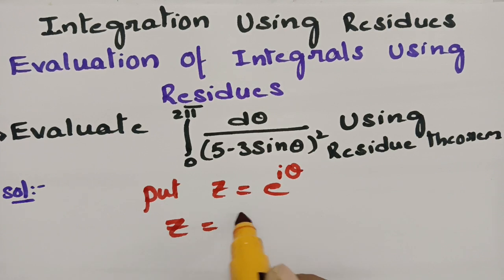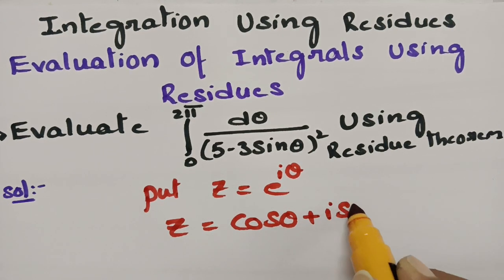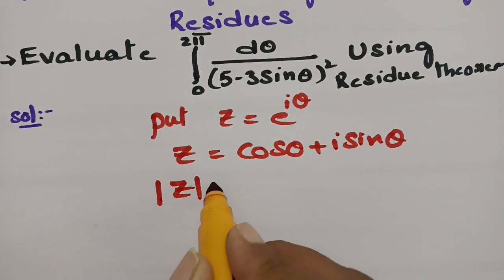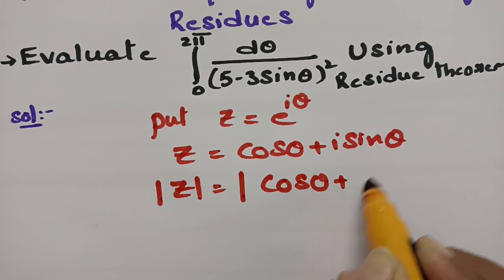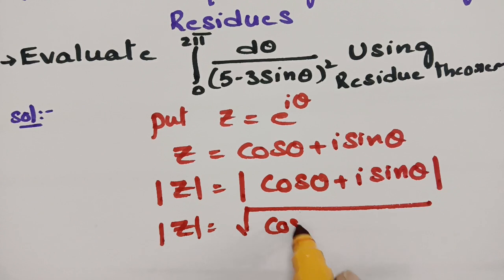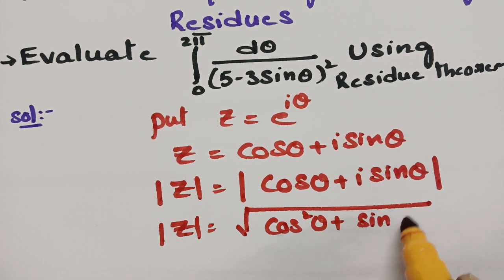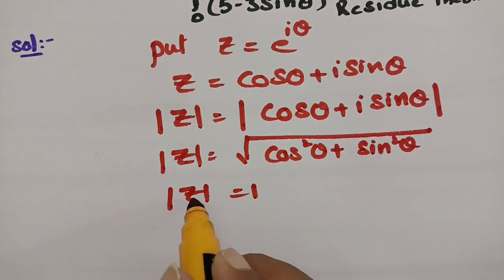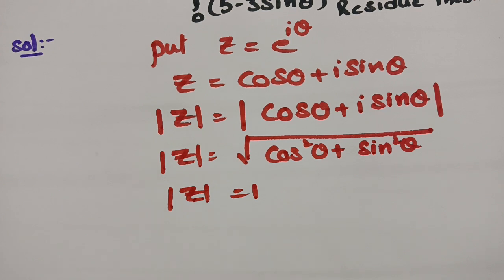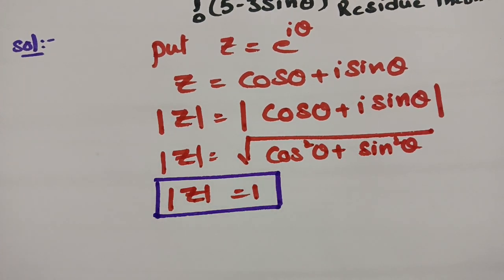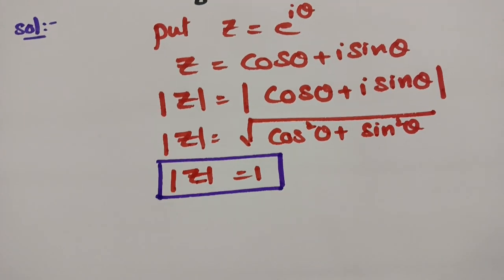As you know, e power i theta is nothing but cos theta plus i sin theta. So if I apply modulus on both sides, mod z is equal to the modulus of cos theta plus i sin theta. So mod z is equal to root over cos square theta plus sin square theta. Here mod z is clearly 1. So this is the region with center 0 and radius 1. So this is the unit circle. So we are going to discuss this integral in the region with center 0 and radius 1.